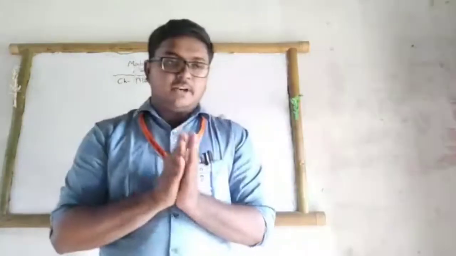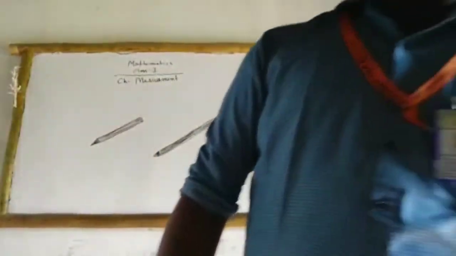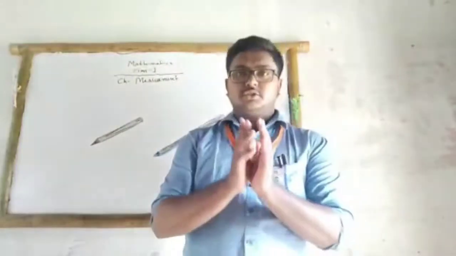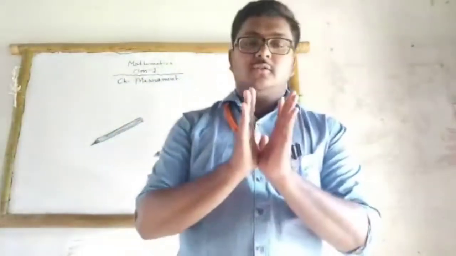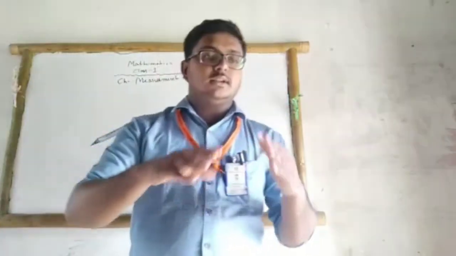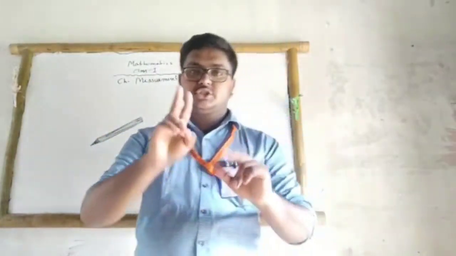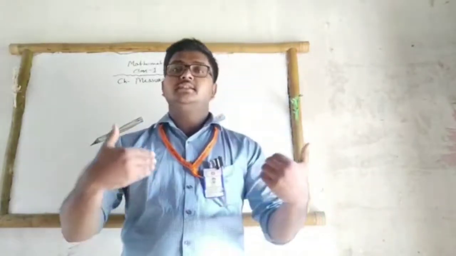Today I am going to start a new chapter. The chapter name is measurement, your chapter number 7. From this chapter, first we talk about two words, which are longer and shorter. Longer and shorter are used for comparing the length of two objects. When the number of objects is 2, then we can use the words longer and shorter.